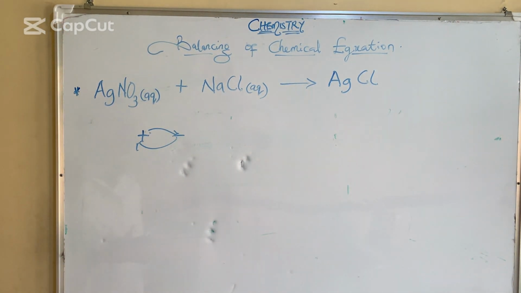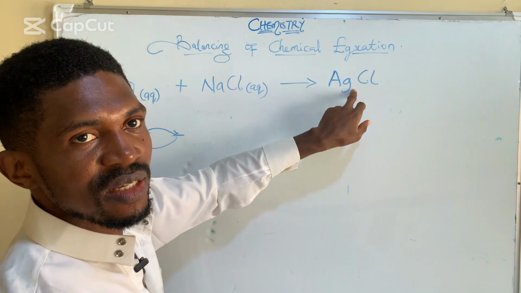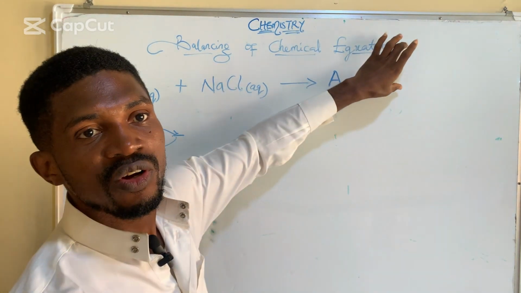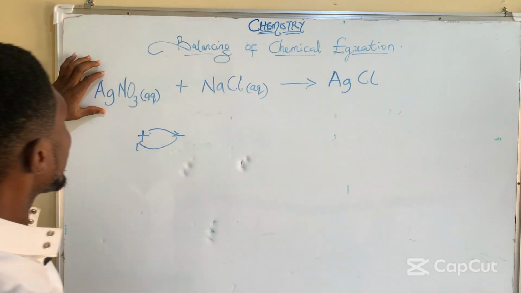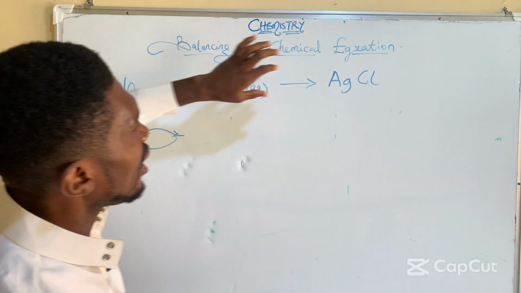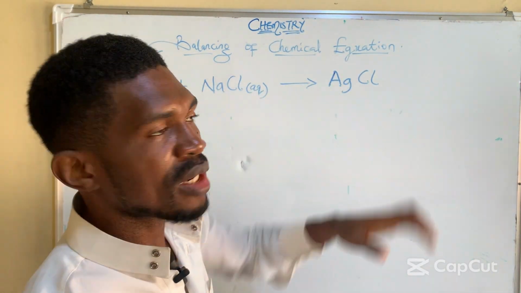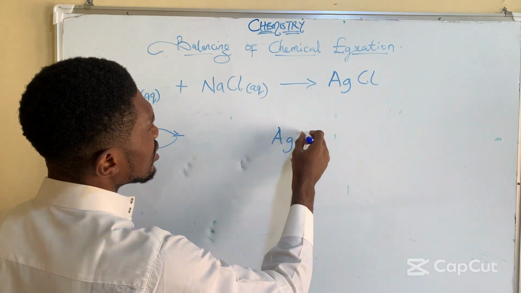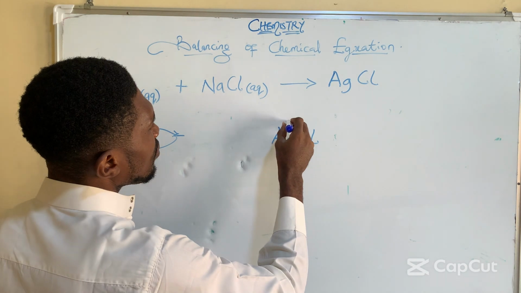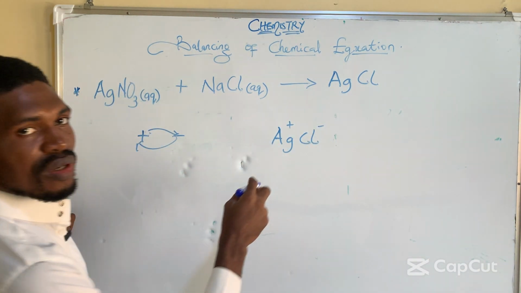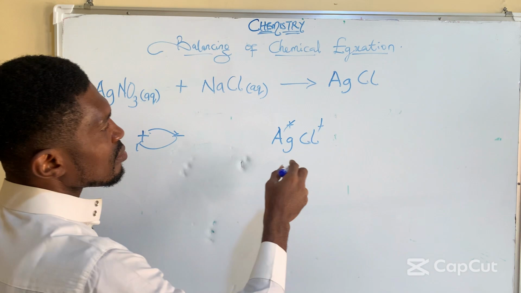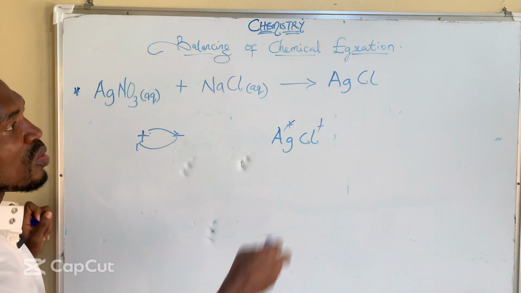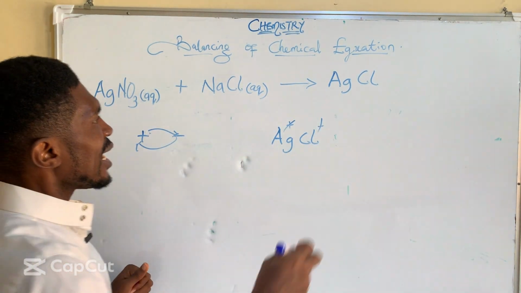Now, for us to know whether what we wrote here is correct, we need to know the oxidation state of silver. And we also need to know the oxidation state of chlorine. The oxidation state of silver is +1, while the oxidation state of chlorine is -1. So when we have something like this, we have plus and we have minus. They will both cancel each other because they are just 1, 1. That is +1 and -1. So we will have it this way. So this is correct.